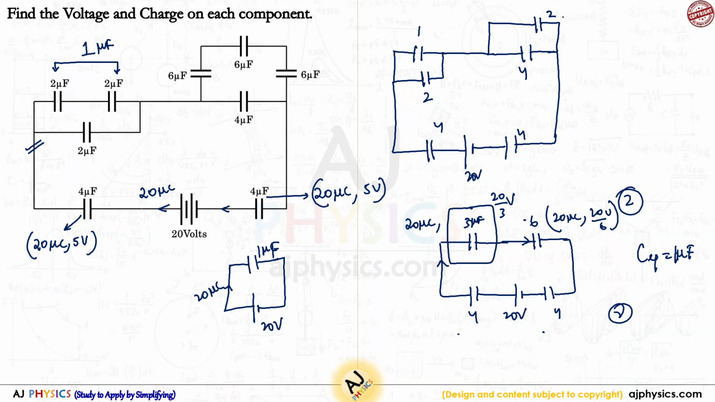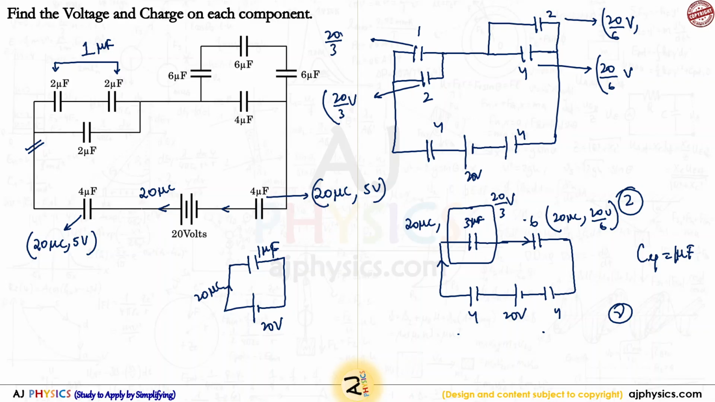Now this contains 20 divided by 6 volts, and this too also contains 20 divided by 6 volts. Okay. On the other hand, this too contains 20 divided by 3 volts, and this contains 20 divided by 3 volts. They are in parallel. Fine. So what is the charge flowing in each of them? Charge will be just multiplying, that would be 40 divided by 3 microcoulomb, and on the above one it would be 20 divided by 3 microcoulomb.